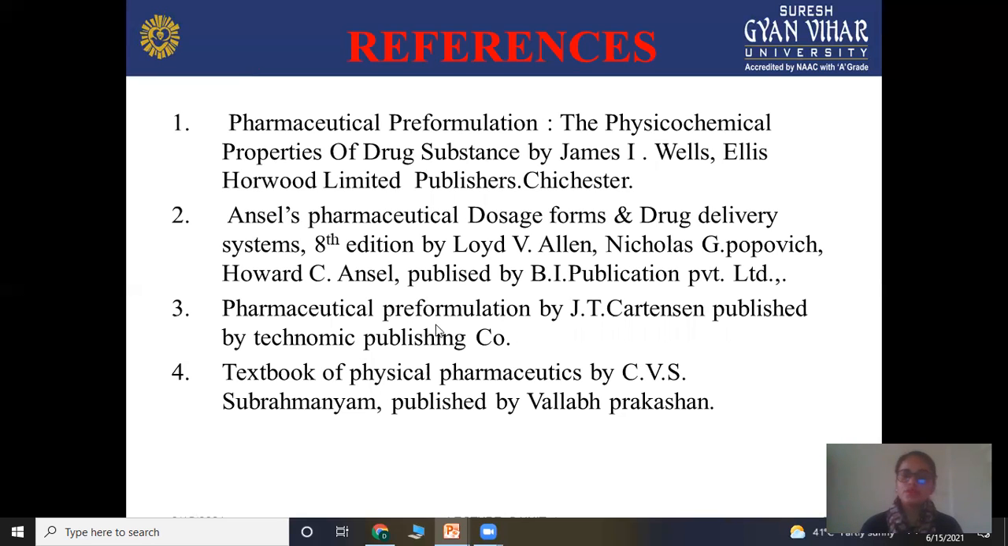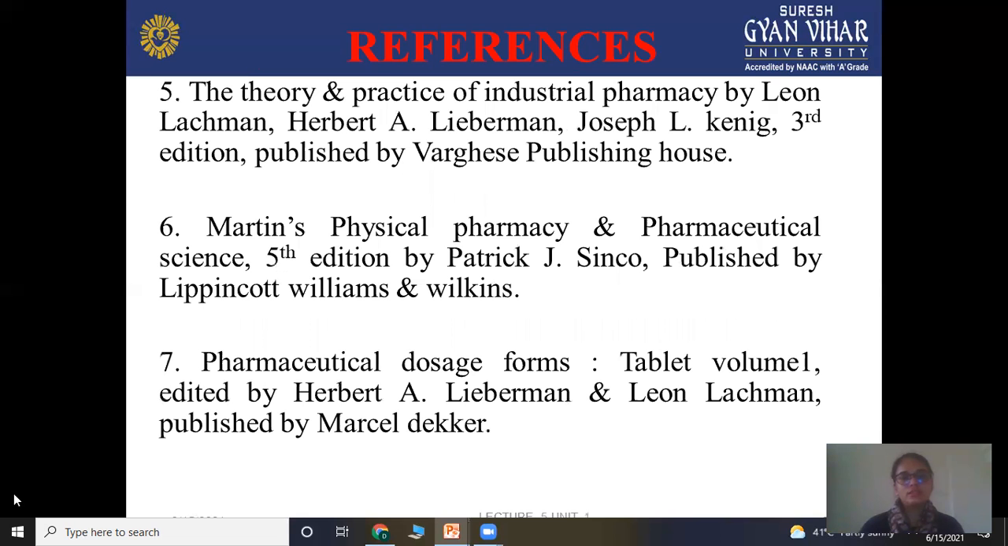And next is Pharmaceutical Preformulation by J.T. Carstensen, published by Technomic Publishing Co. The fourth book is Textbook of Physical Pharmaceutics by C.V.S. Subramanyam, published by Vallabh Prakashan. And this is another book: The Theory and Practice of Industrial Pharmacy by Leon Lachman, Herbert Lieberman, and Joseph Kanig, third edition, published by Lea and Febiger.